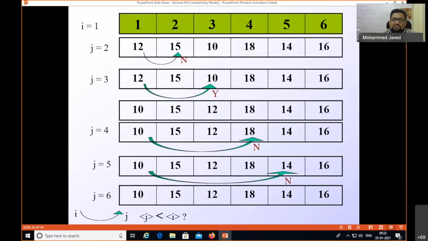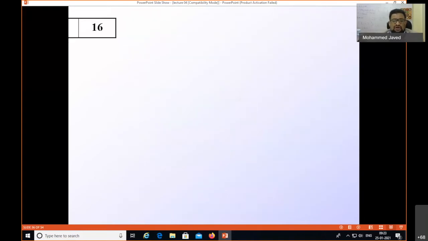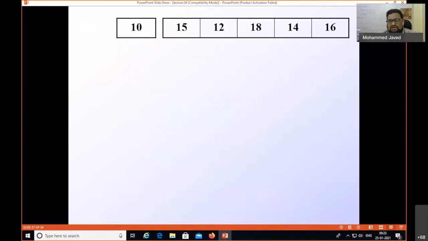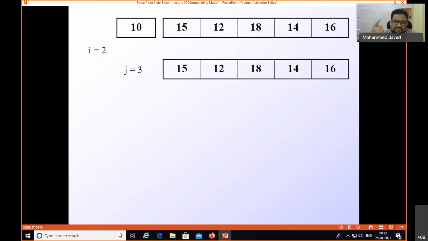Now the number of elements has been exhausted, that is j equal to 6. So i will get incremented in the next loop. Now one iteration is complete and the smallest element, which is 10, is in the first position. I will take it separately and keep it. Now i has moved to the second position, so i equal to 2 and j starts from the third position.